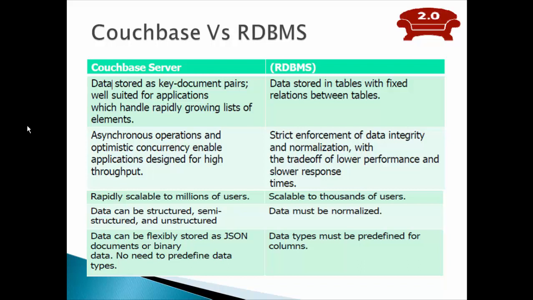Okay, so data can be structured, semi-structured, and unstructured, whereas in the case of RDBMS, data must be normalized. And in Couchbase Server, the data can be flexible, stored as a JSON document or binary data, and there is no need to predefine data types. Whereas in RDBMS, data types must be predefined for columns.